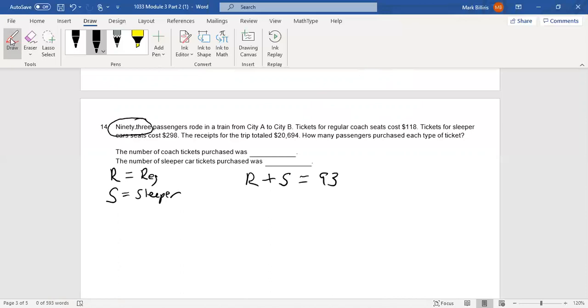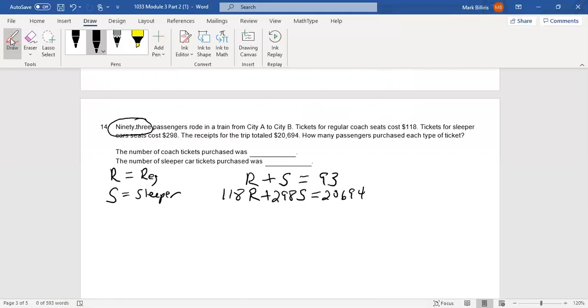Okay, notice there's no dollar amounts connected to any of these. You want to be consistent. So in the second equation, this is where the dollar amounts will come in. It says regular coach costs $118. So it's 118 times R plus sleeper is 298. So it's $298 for every sleeper car passenger. And that gives us our total receipts, which is $20,694.